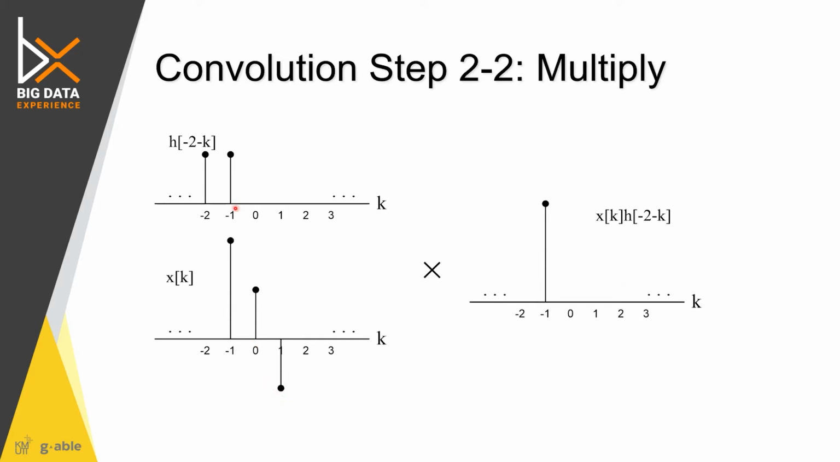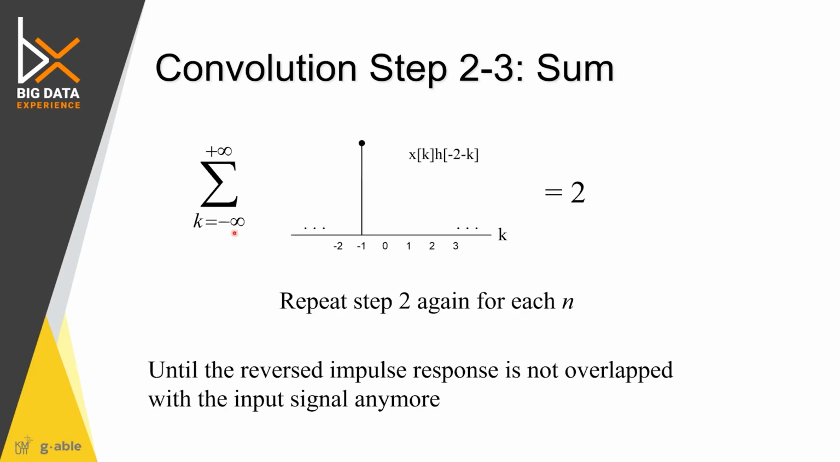Multiplying them together, we have this bar multiplied by 0 equals 0. This bar, which is 1, multiplied by this bar, which is 2, you get 2, and the rest are 0. And then by summing this resulting array together, you get the value of 2, right?